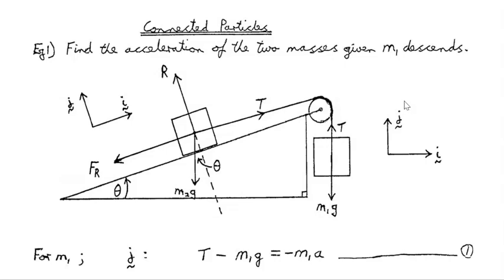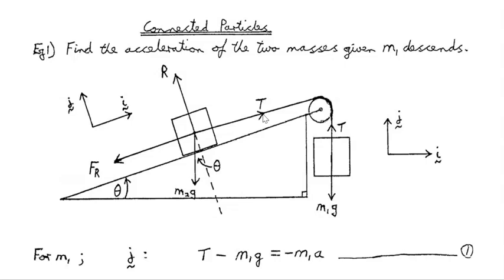We assume the string is inextensible, which means it can't stretch, it can't deform in any way, so that the tension here is the same as the tension here. And that's very important. A light, inextensible string is always the assumption in these sorts of problems.